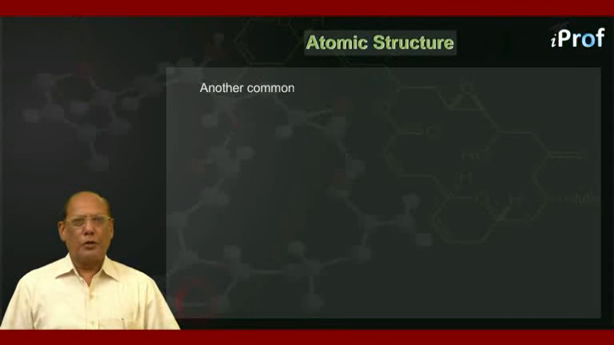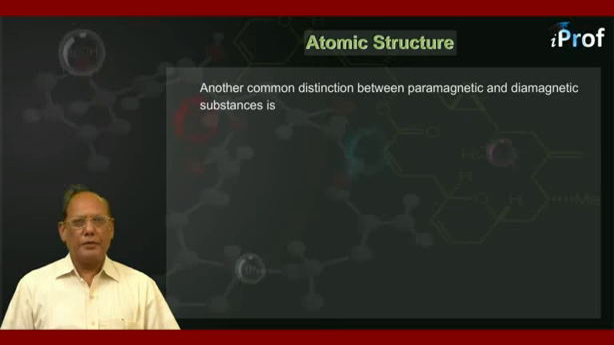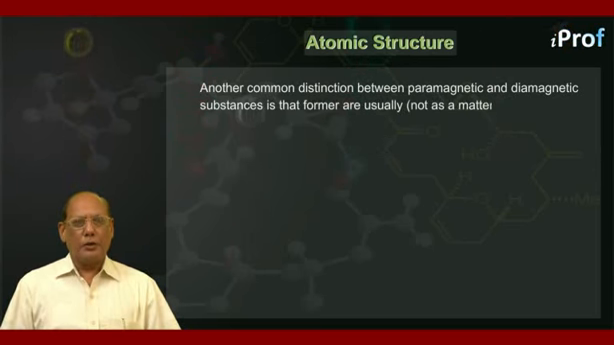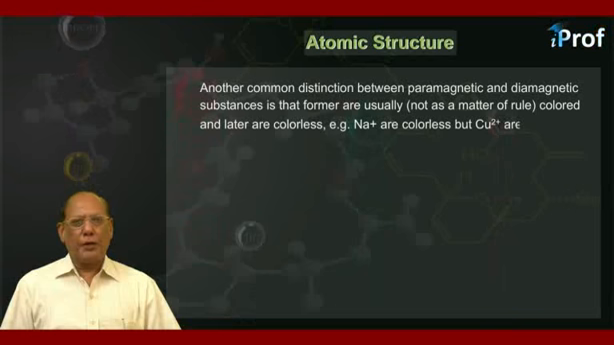Another common distinction between paramagnetic and diamagnetic substances is that the former are usually, not as a matter of rule, colored and the latter are colorless. For example, sodium ions are colorless, but cupric ions are colored.